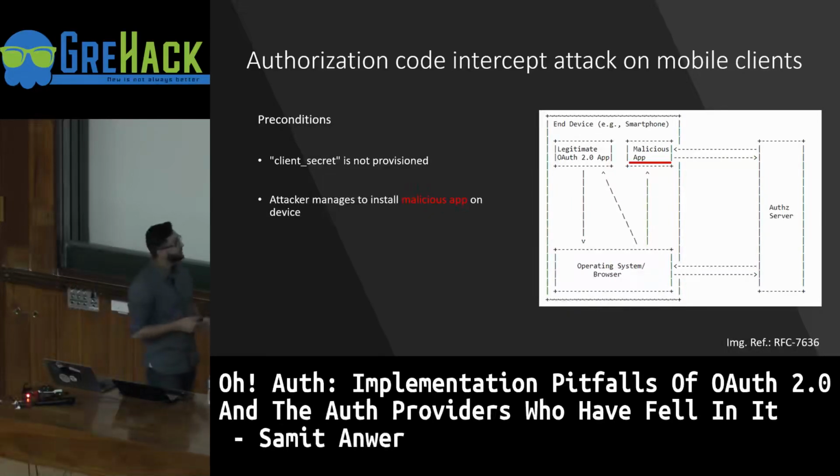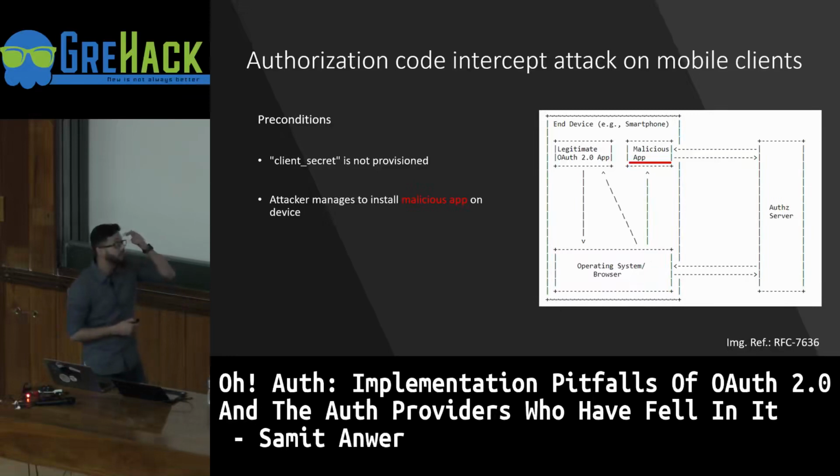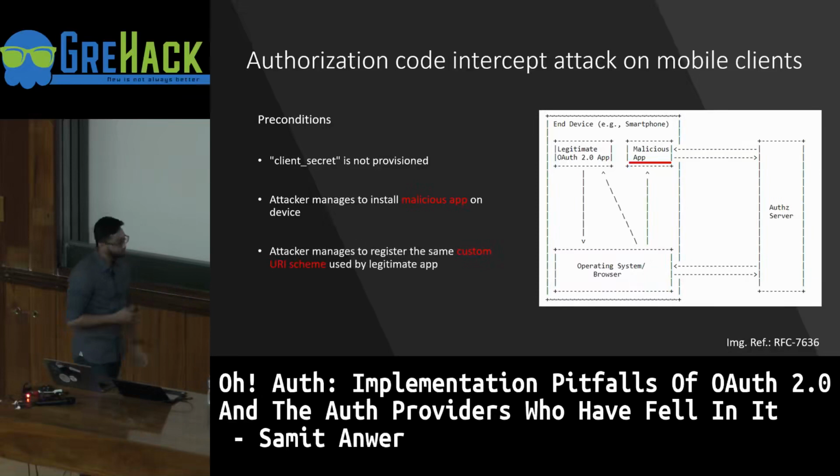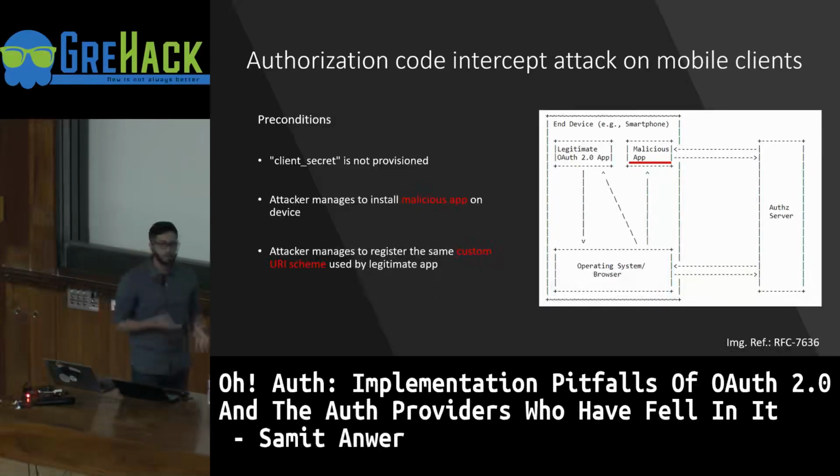So here on the left-hand side, on the end user's device, you have a legit app, and then you have the malicious application. And the third assumption is, and it's very possible, that the malicious application can register for the same custom URI scheme as that of the legitimate application. And there's nothing hindering that.